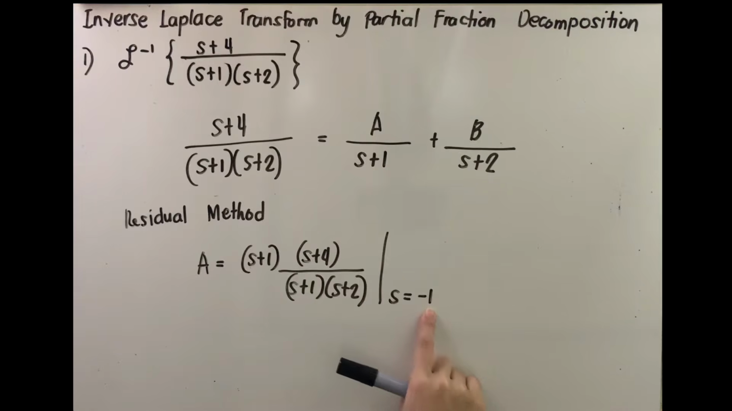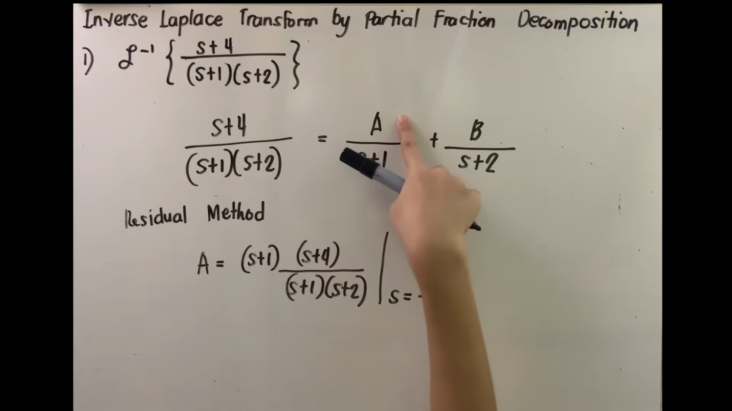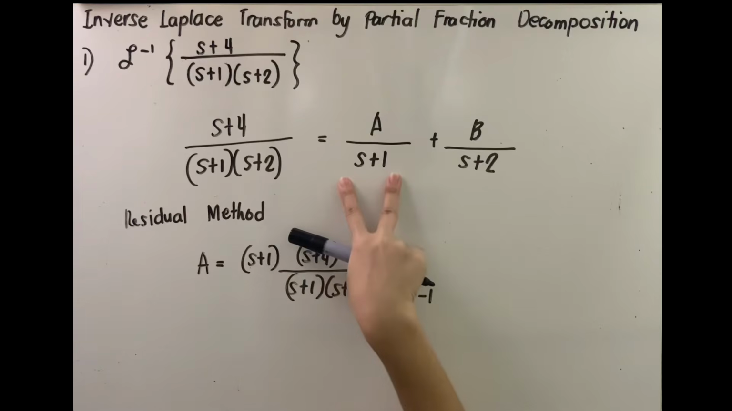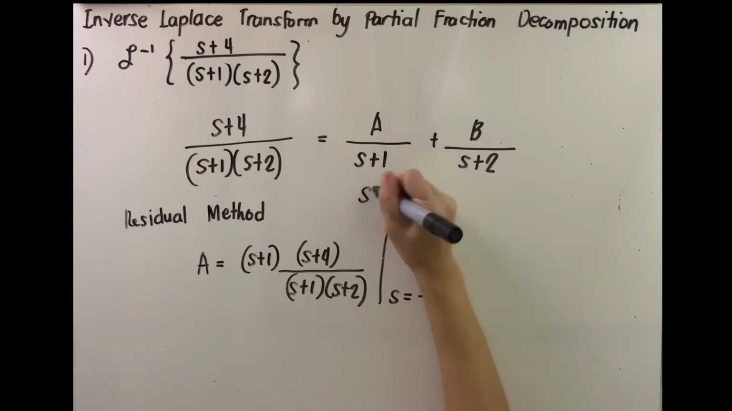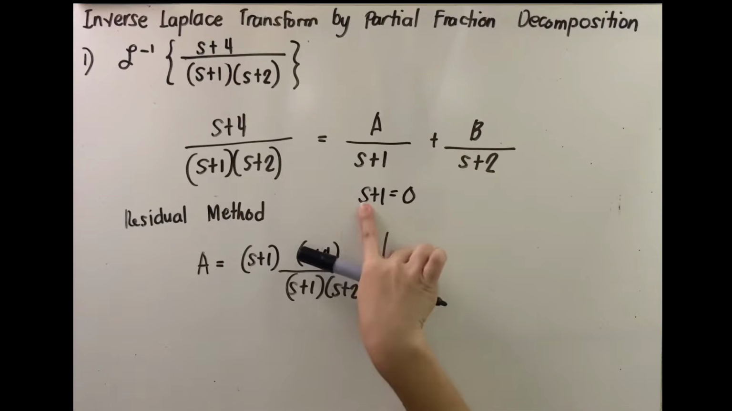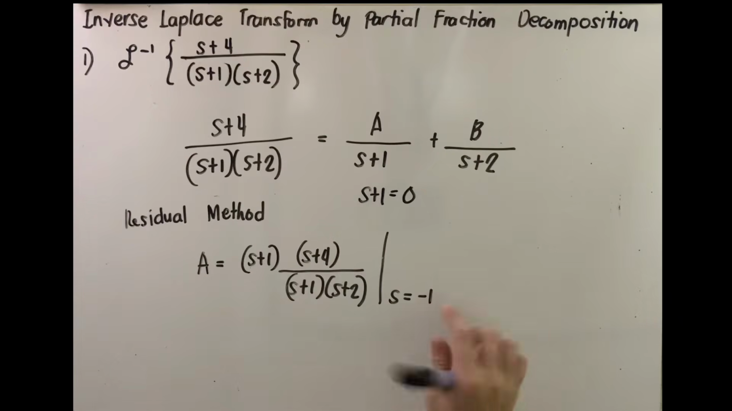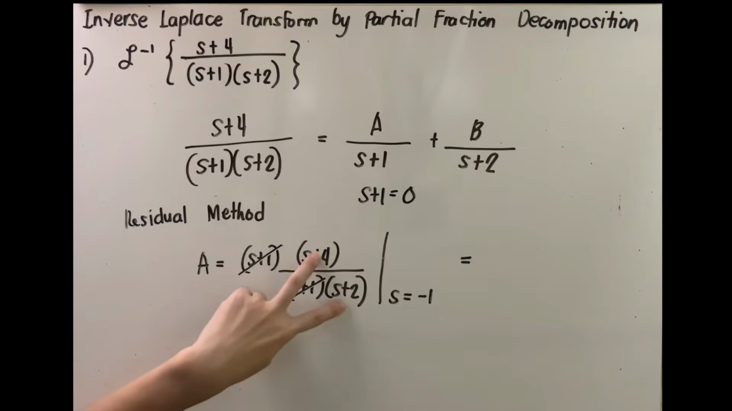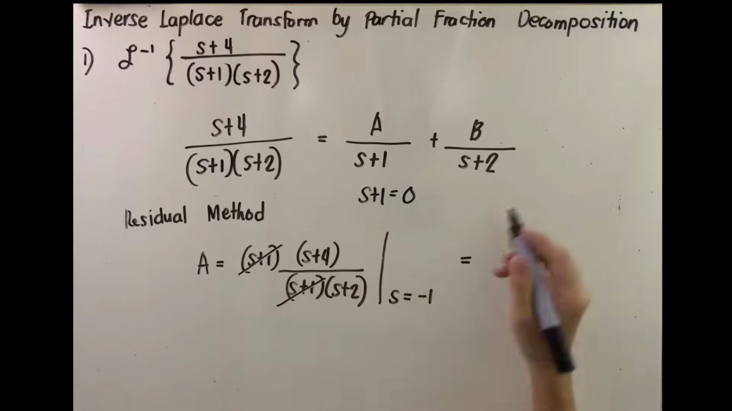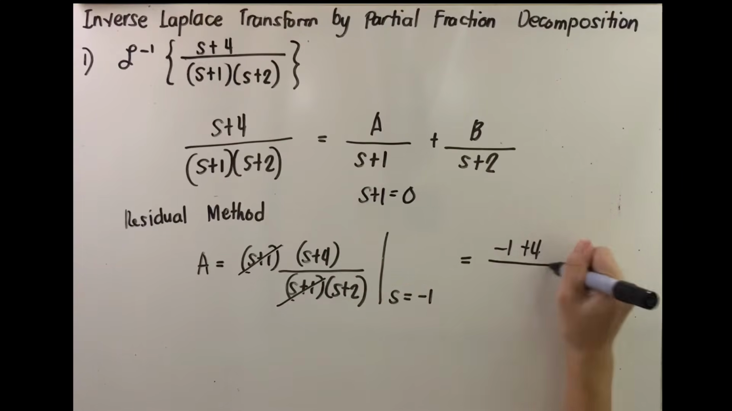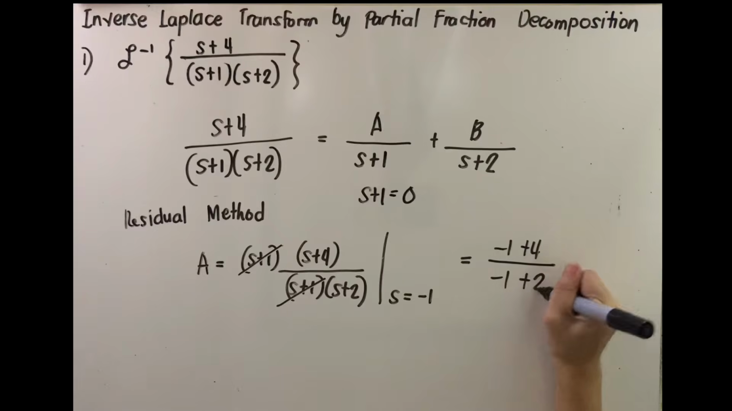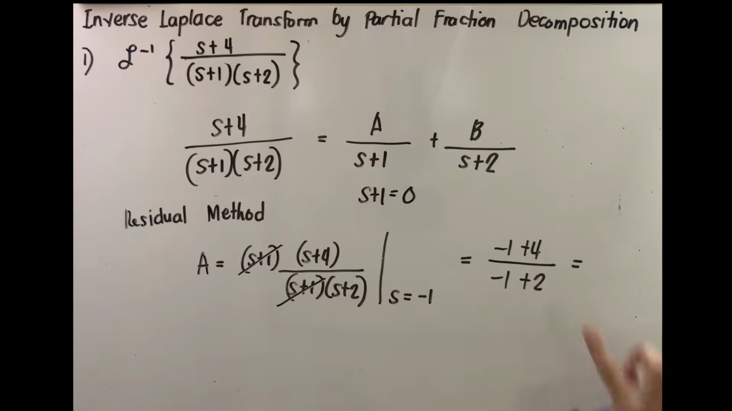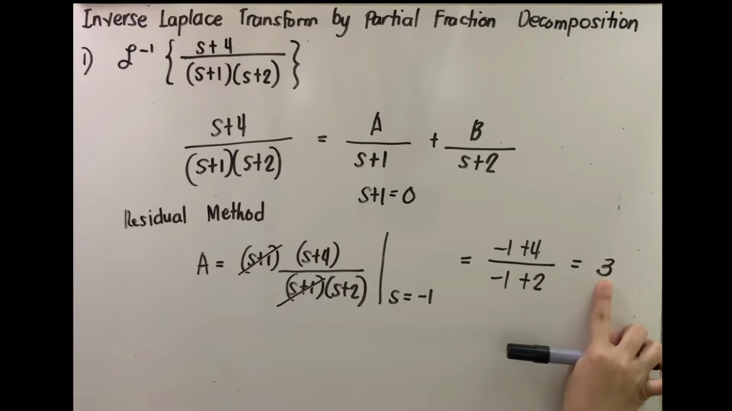Saan po galing yung -1? The denominator of a, kung alin yung sinosolve natin, that's s plus 1, equated to 0. So, that would be s plus 1 equal to 0. Solving for s, you get -1. So, ang mangyayari, you'll be able to solve this with s plus 1 cancelled. Tapos, in the remaining terms, you're going to substitute -1. So, that would be -1 plus 4 all over -1 plus 2. And that gives you 3 over 1, or simply positive 3. And this is the same answer we had kanina when we solved it conventionally.